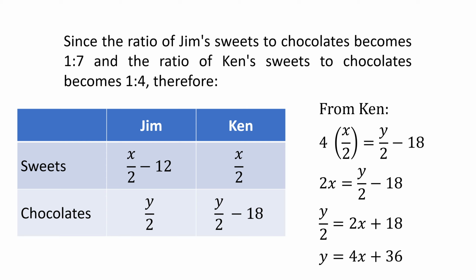Similarly, for Ken, we can derive another equation. Ken's ratio of sweets to chocolates will be 1:4. So for every 1 sweet, there's 4 of these. So it's 4 times X over 2 will be equals to Y over 2 minus 18. We reduce the equation. So 2x equals to Y over 2 minus 18. Bring the 18 over. So you have Y over 2 equals to 2x plus 18. And you divide by 2 throughout. And you get the second equation, which is Y equals to 4x plus 36.